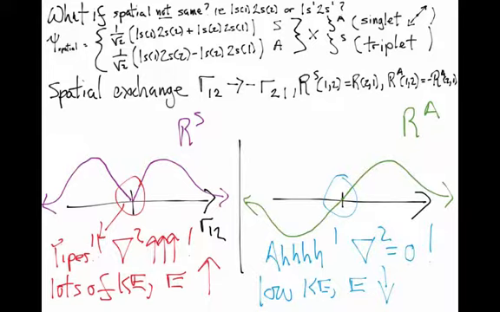Whereas if I have a 1s1 2s1 configuration, then the triplet case is lower in energy, and the singlet case is higher in energy for the reasons shown here.